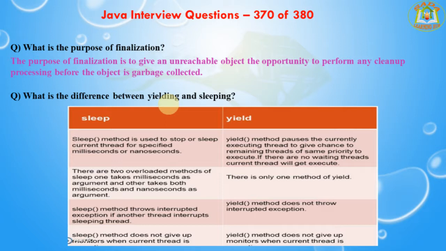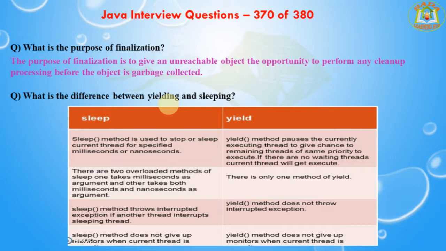The purpose of finalization is to give unreachable objects an opportunity to perform any cleanup process before an object is garbage collected. For example, if you want to close open files or close database connections, we can use the finalization concept.